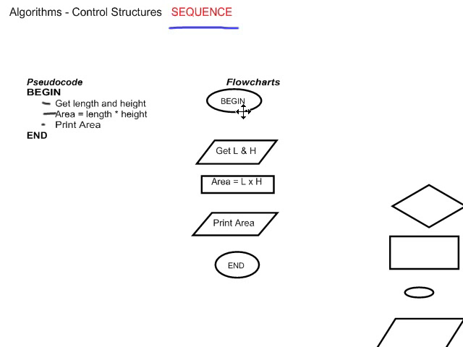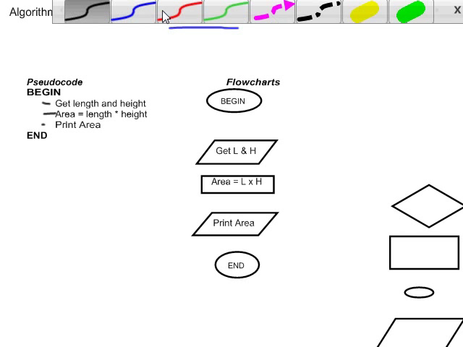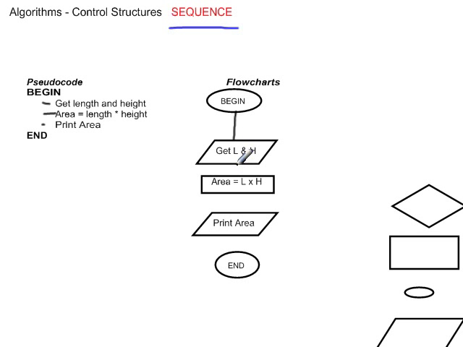Last thing we have to do is join all these up. So we're going to be going from the first one to the next one to the third one and finally ending. So what we have is a sequence of steps one after the other, and it flows down the flowchart.